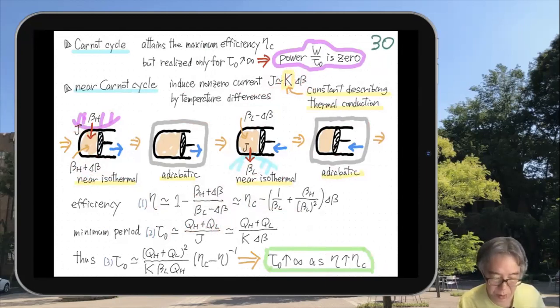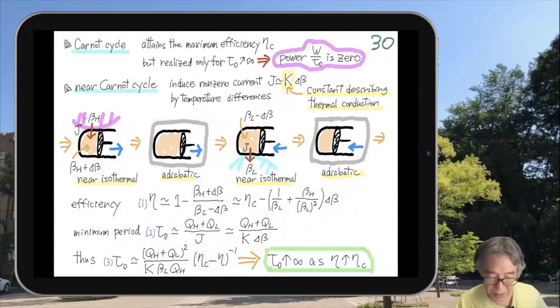Then this is the minimum period of time. You want to transfer this amount of heat, and this is the heat current. But since J is given by this, we can rewrite it like this. And now in this formula and in this formula, we have delta beta. So we can eliminate delta beta and combine these two relations to get the final relation here. This combines the period, the heat absorbed or expelled by the engine, the Carnot efficiency, and the efficiency of this near Carnot cycle. Here we have a material-dependent constant K.